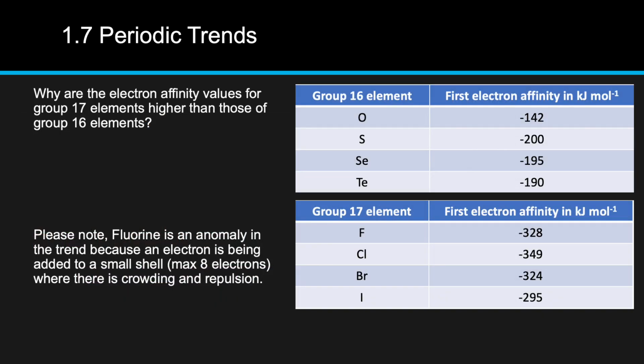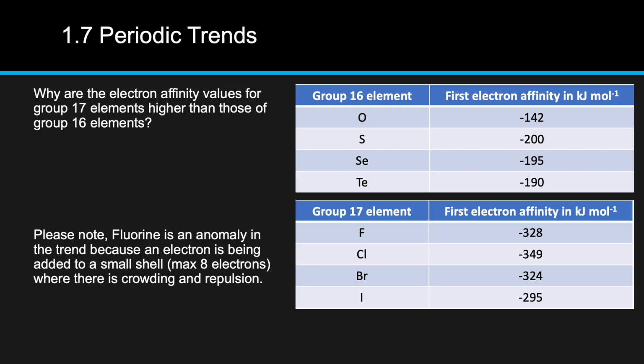So why are the electron affinity values for group 17 elements higher than those of group 16 elements? And the answer to that question is since group 17 elements have more protons, the Coulombic attraction when adding the electron is going to be greater.